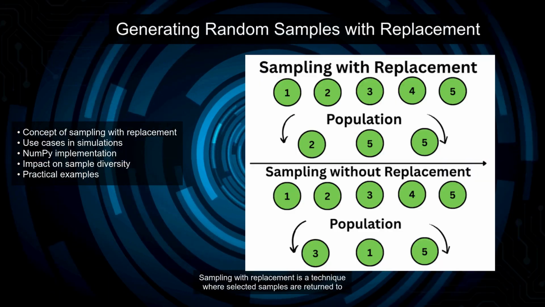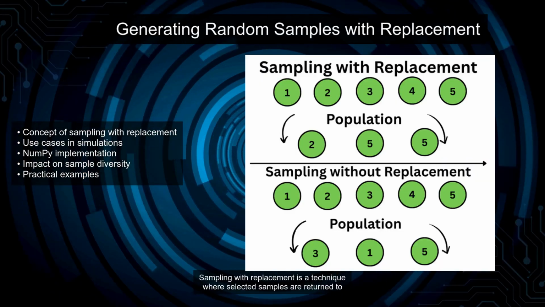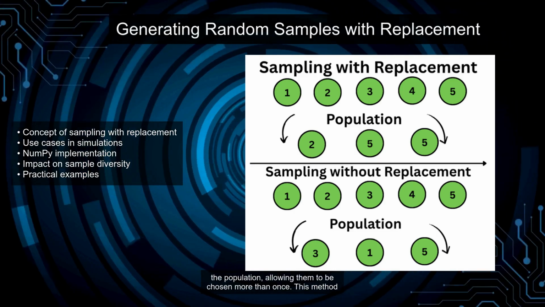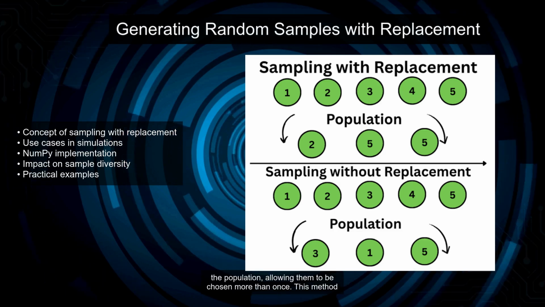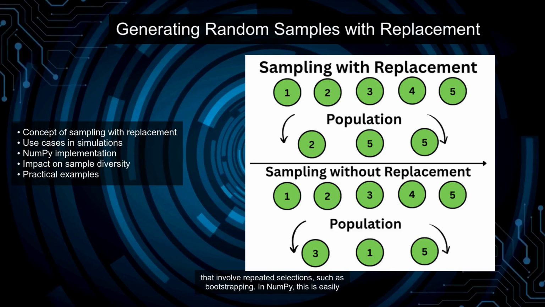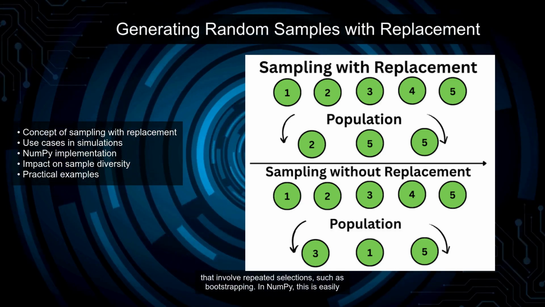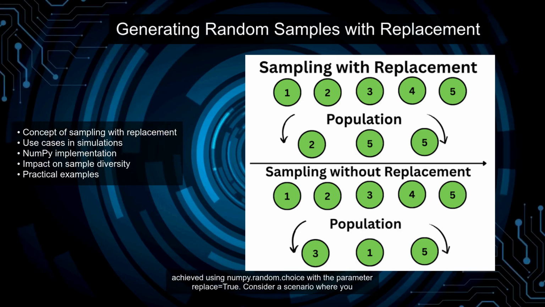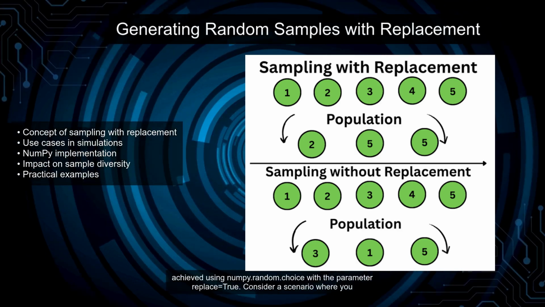Sampling with replacement is a technique where selected samples are returned to the population, allowing them to be chosen more than once. This method is particularly useful in simulations, where you might need to model processes that involve repeated selections, such as bootstrapping. In numpy, this is easily achieved using numpy.random.choice with the parameter replace=True.